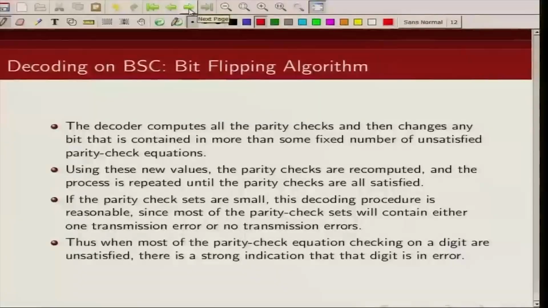Okay. So, with this I am going to conclude our discussion on decoding of LDPC codes over a binary symmetric channel. We will continue the discussion on decoding of LDPC codes in the next lecture by discussing the probabilistic decoding algorithm. Thank you.